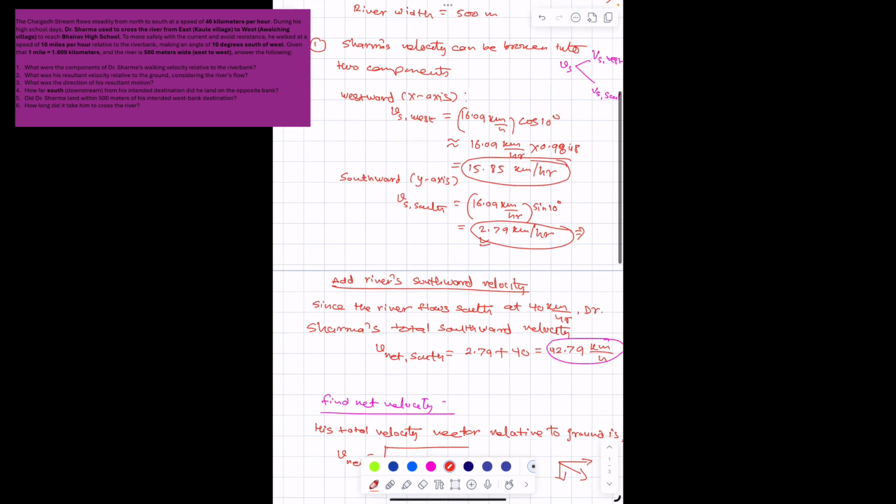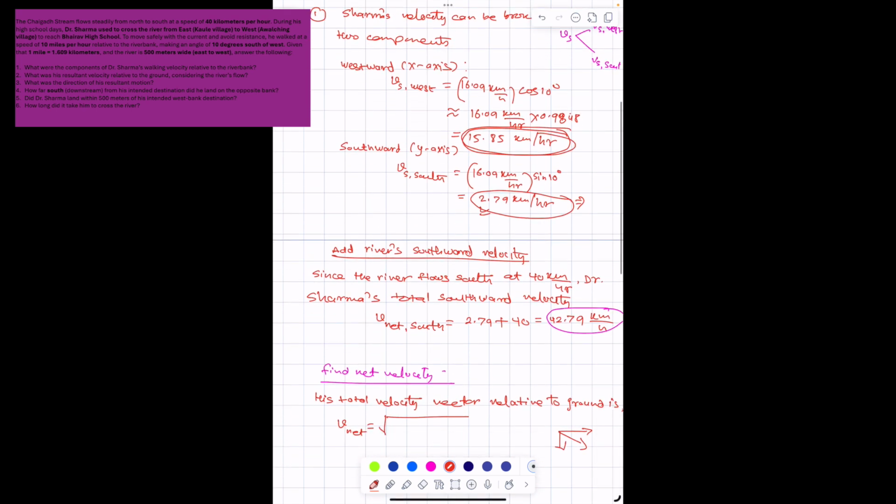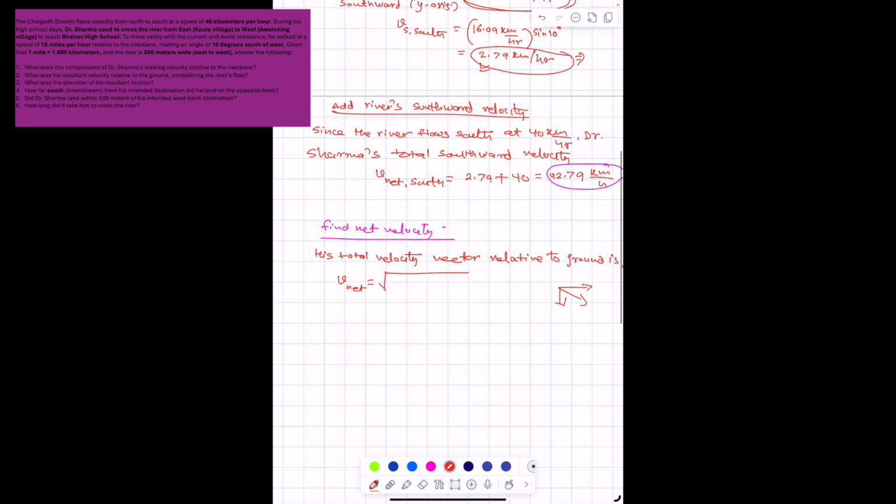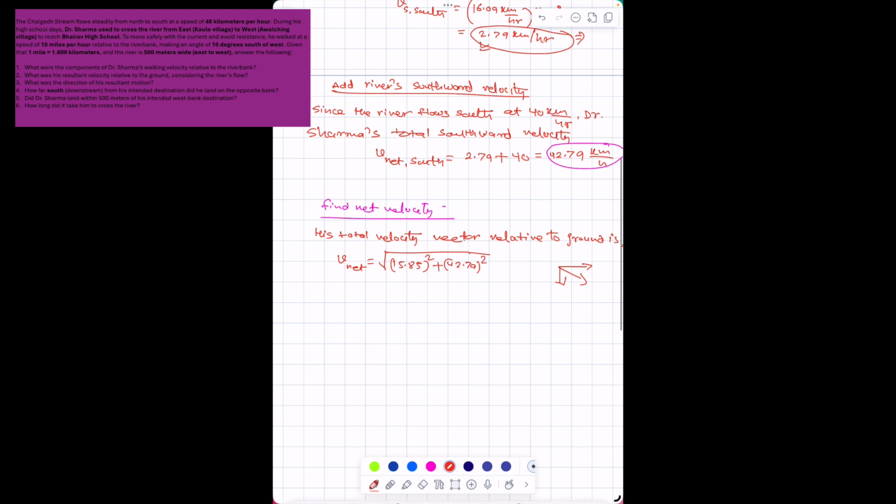So this is the v net, I can say that, which is 15.85, that is the westward square plus southward square, so that is 15.85 square by the Pythagorean theorem, plus 42.79 square, that is kilometer per hour, so that will give around 2082.1, square root, which is equal to 45.63 kilometer per hour. Okay, that is the number 2 answer.